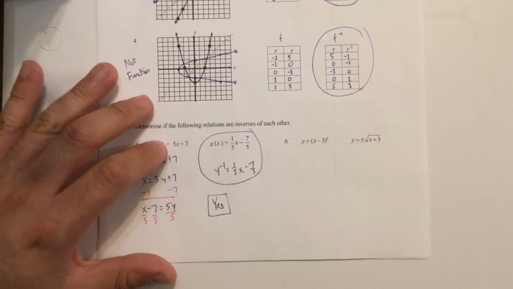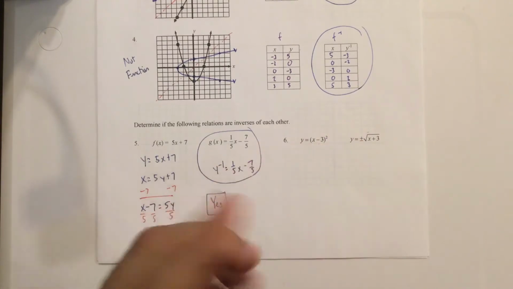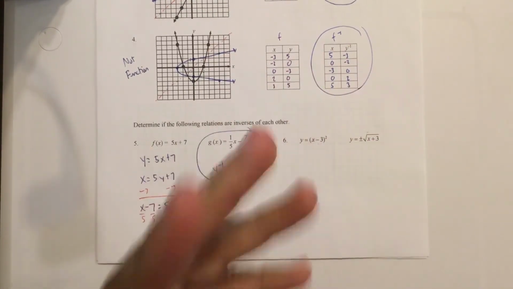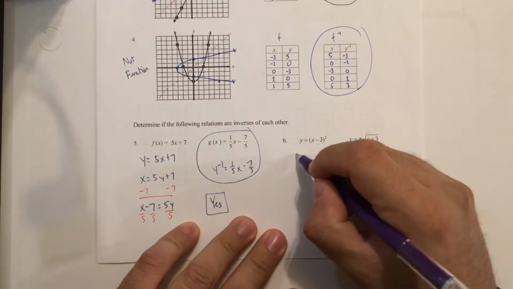All right, let's take a look at number 6. So for number 6, it really doesn't matter which one you choose. Don't let the plus or minus throw you off. If you just cover that up and you switch x and y, solve, it's the same thing. But I'm going to go and do number 6 here. The first one, y equals (x minus 3) squared. So for this one, I'm going to switch x and y.